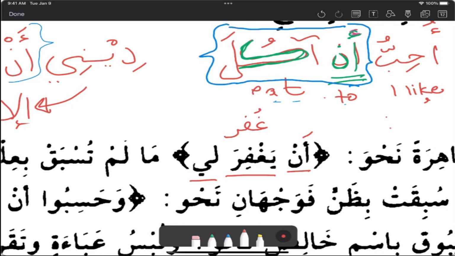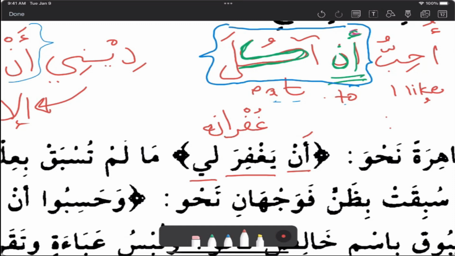Ghufran. So, an yaghfira li, walladhi atma'u an yaghfira li, the one that I hope that he forgives me, is like saying walladhi atma'u ghufranahu li. Walladhi atma'u ghufranahu li. Ghufranahu.